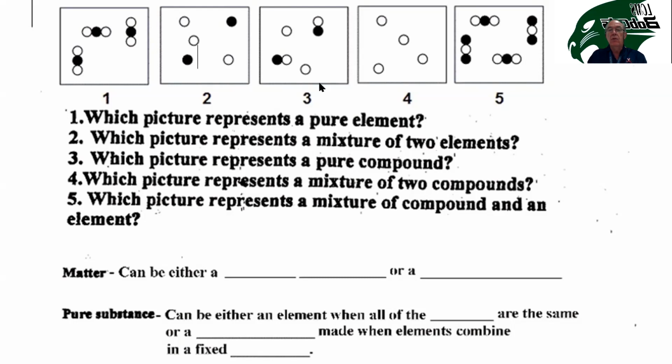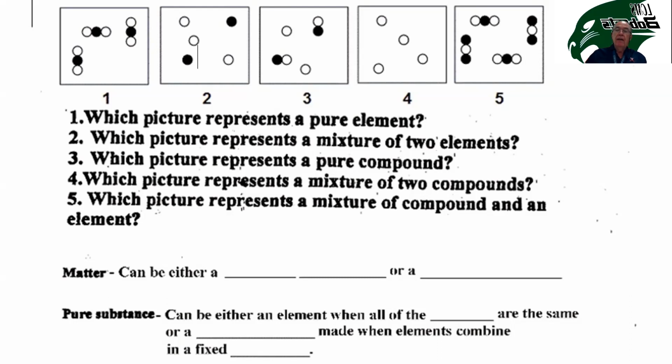They ask you to look at these different pictures and decide which one represents a pure element, which one represents two elements, which one represents a pure element and a compound, which picture represents a mixture of two compounds, and which picture represents the mixture of a compound and an element. Pause the video and try to answer these yourselves right now. It's the kind of thing you're going to have to do when we test. If you try it right now, you're not being tested, so if you get them wrong, when we go over it, you'll be able to see and learn.